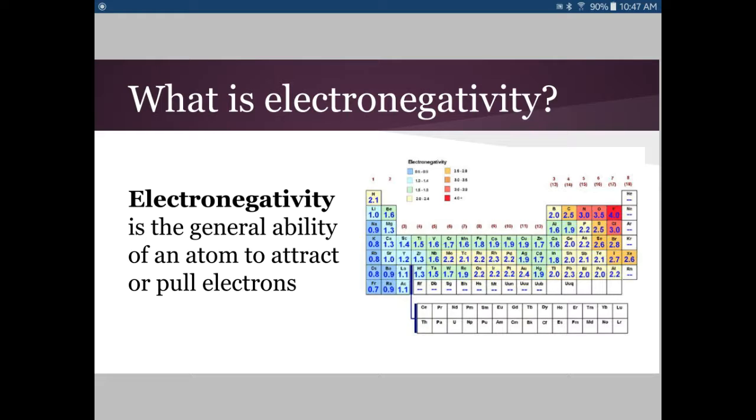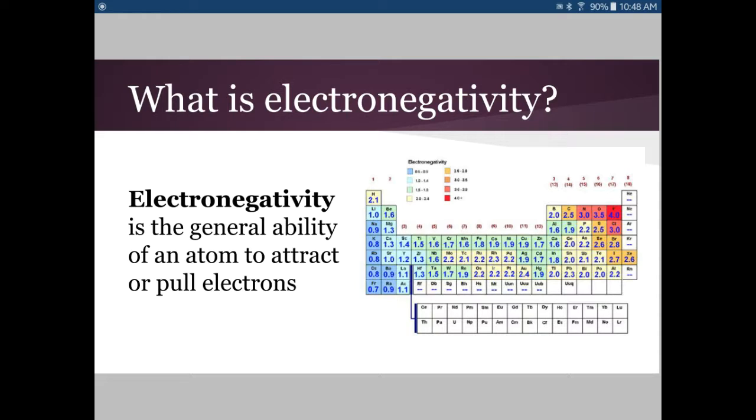So electronegativity is the general ability of an atom to attract or pull electrons. And we can assign a rating or a number, based on the Pauling scale, to determine how strong an ability an element may have to pull electrons. So we assign these numbers, and generally it's on a 0 to 4 scale.